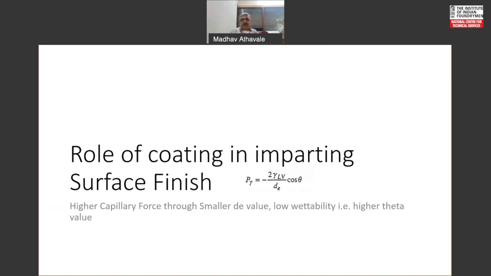Coating is one of the most used for getting the desired surface finish for the casting. And I would say the governing equation for that is P gamma equals twice gamma LV by dE cos theta. Capillary forces: the smaller the dE value, that means the finer your sand, the better the compaction, the resisting pressure is going to be higher.